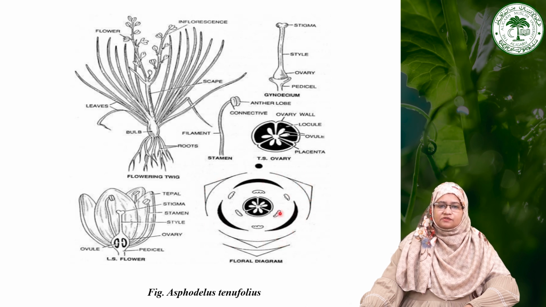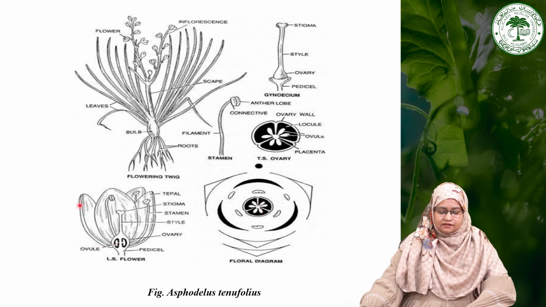The stamens are also six in number, arranged in two whorls. As you can see here, they are antepetalous, and this is the T.S. of the ovary, showing axile placentation and two locules in each. So these are the floral parts of Asphodelus, representing all the characteristics of the family Liliaceae.